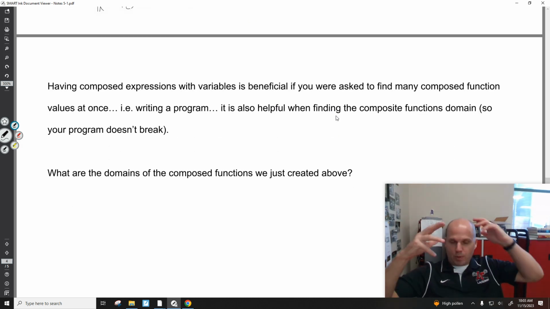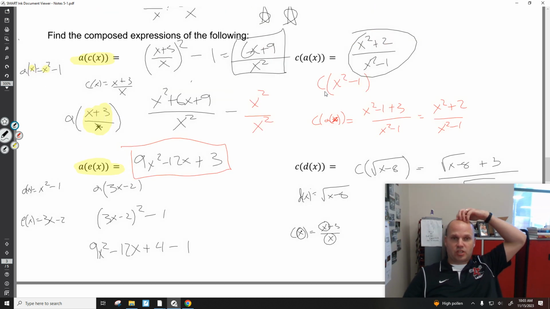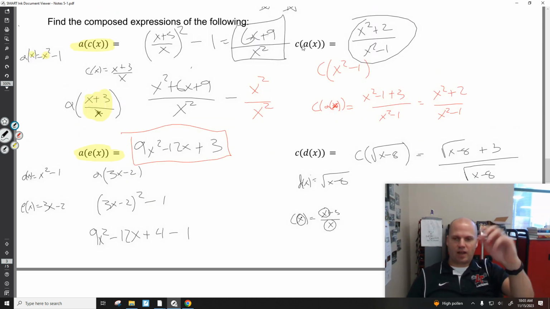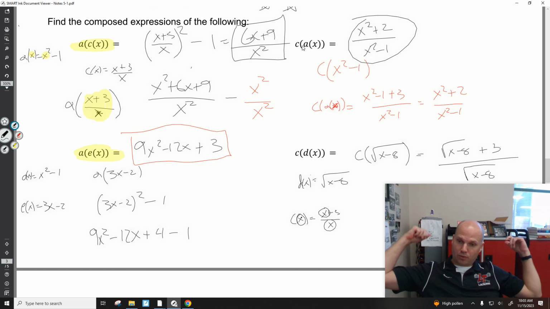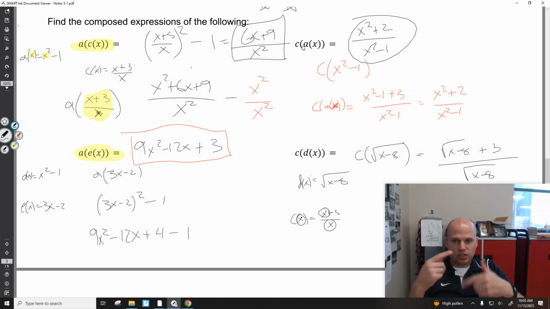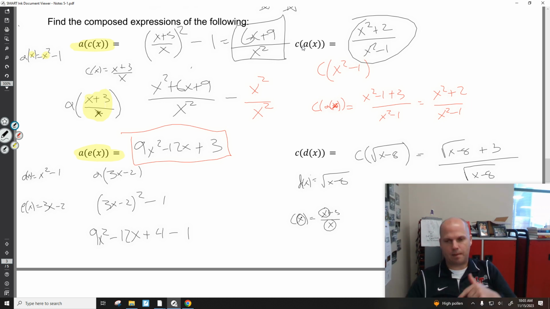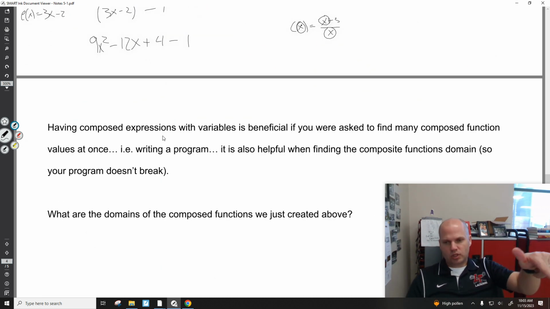Having a composed expression with variables like we just did here is very beneficial. If you need to find c of a of 2 and c of a of 3 and c of a of 4, if you can plug in any value, like this is something where it's like, oh, I need to program something so I can take one, boom, do this quickly, get the output. Having composed expressions with variables is beneficial.